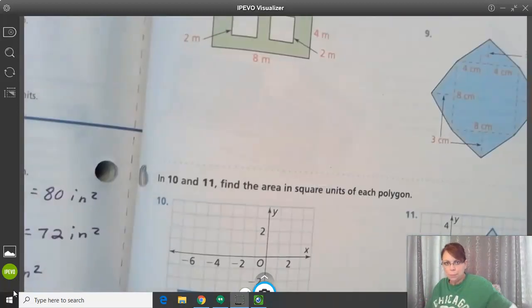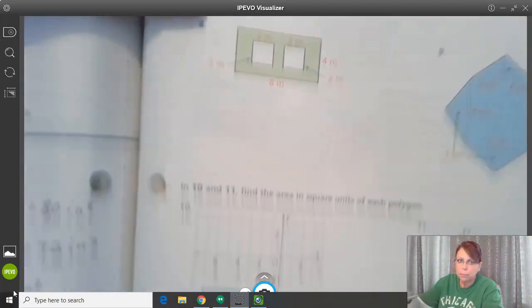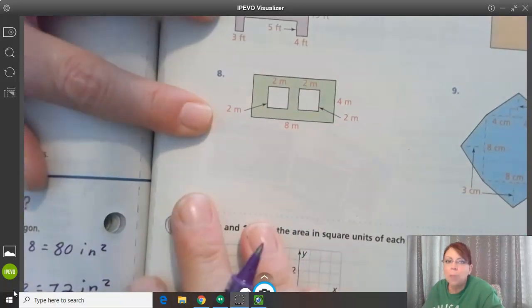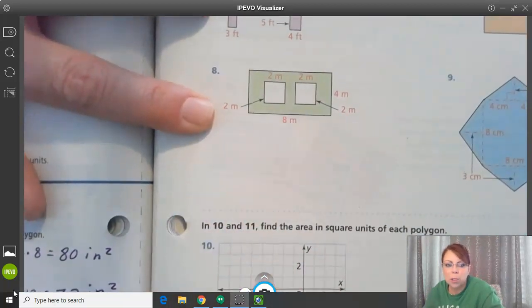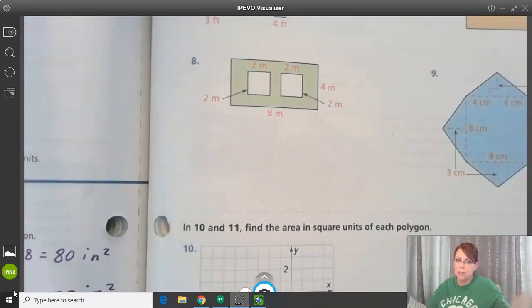Okay, let's move over to problem number 8. All right, number 8 has always been one that stumped students every year. They look at this and they're just not sure where to begin. But once I tell you how to do it, you're going to be like, oh, that's so easy.